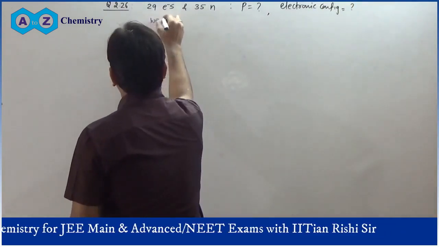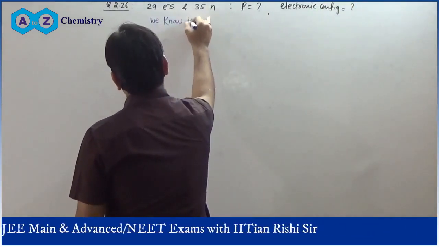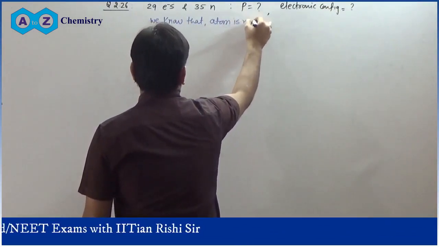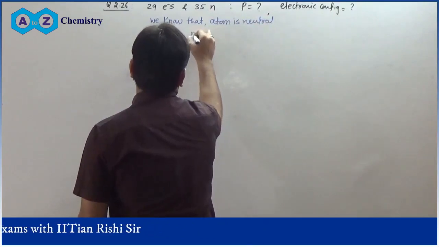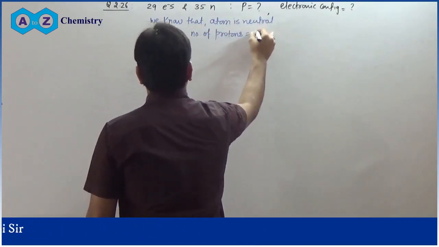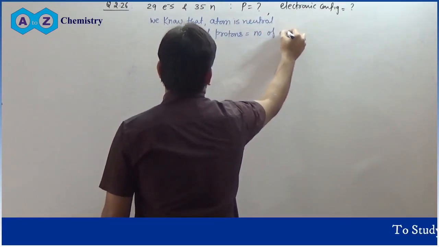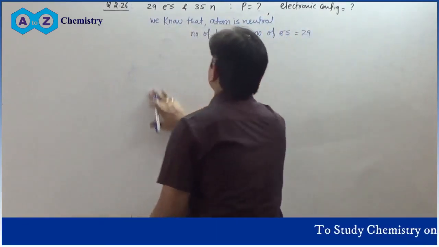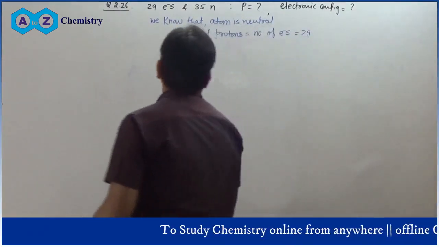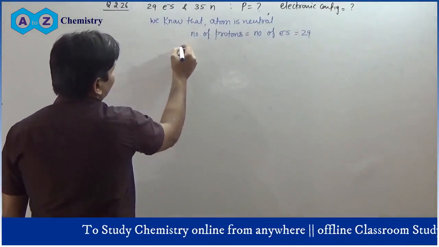We know that an atom is neutral. So the number of protons will be equal to the number of electrons, that is going to be equal to 29. And if the number of protons and number of electrons are equal, you can easily calculate the electronic configuration.